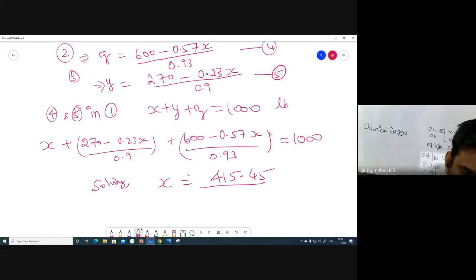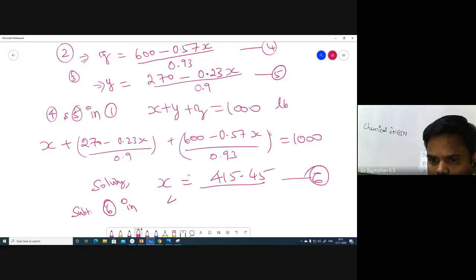Once we get this value, let me give this number 6. Once we have the x value, we can plug it into equations number 4 and 5. Substituting 6 in 4 gives us the y value. Substituting 6 in 5 gives us the z value.